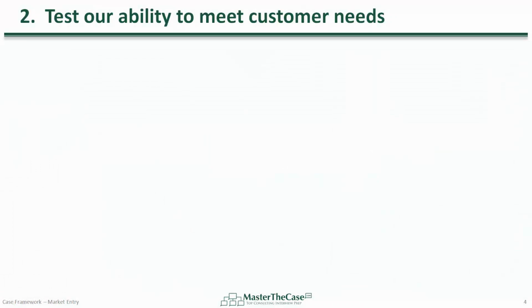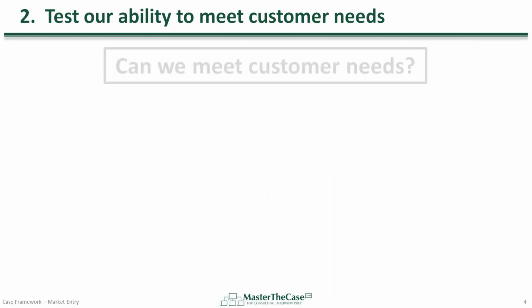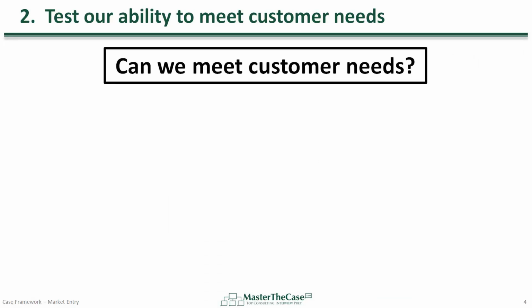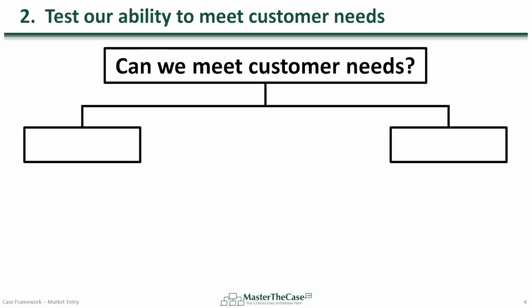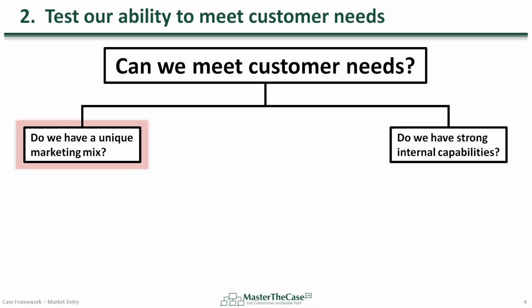The second step in the framework is to test our ability to meet customer needs. The key issue here is, can we meet customer needs? To answer it, we'll analyze two main sub-issues. One, do we have a unique marketing mix? And two, do we have strong internal capabilities? To analyze the marketing mix, we'll ask four main questions, focused on each mix element.